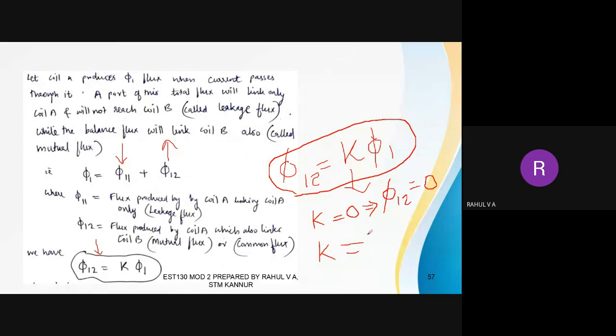K is equal to 1 means I can write phi12 is equal to phi1. So when K is equal to 1, phi12 is equal to phi1. That means all the flux generated in the primary reaches the secondary.